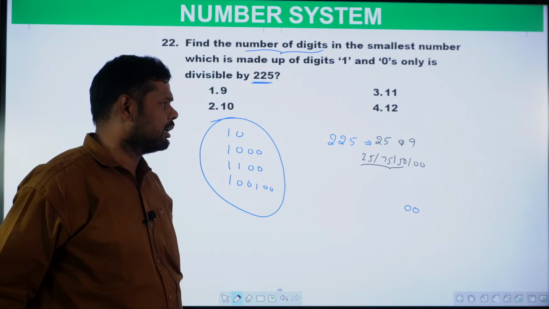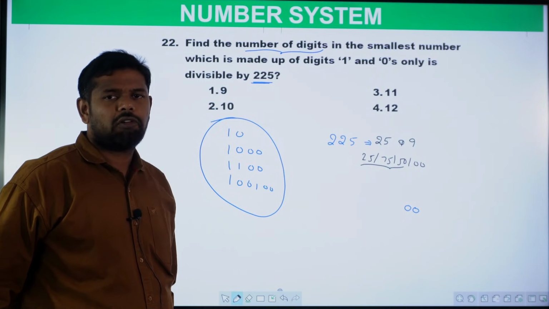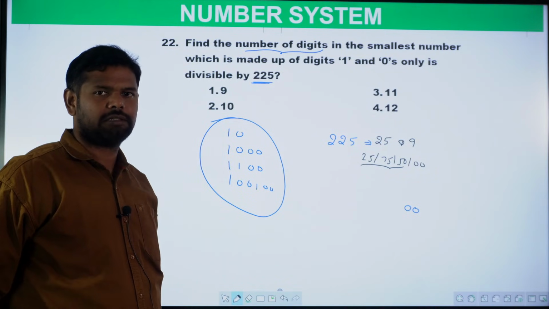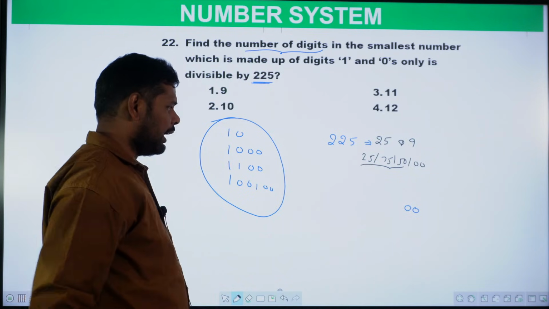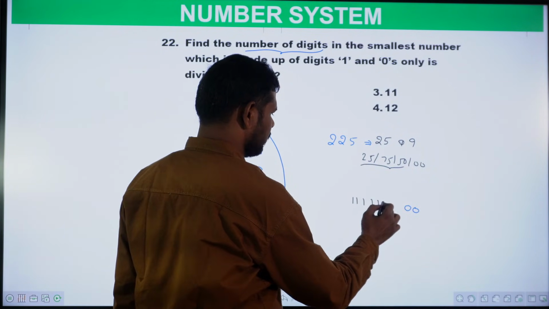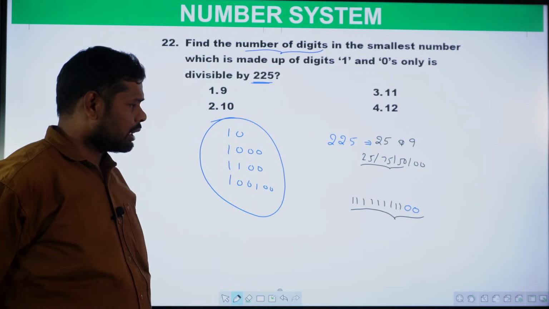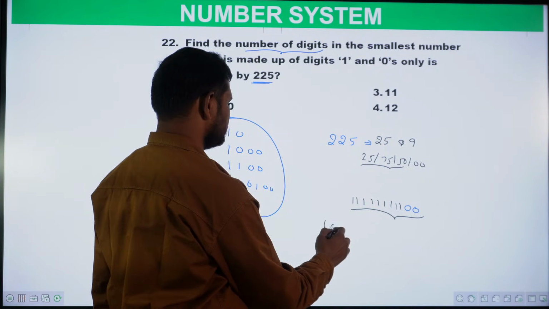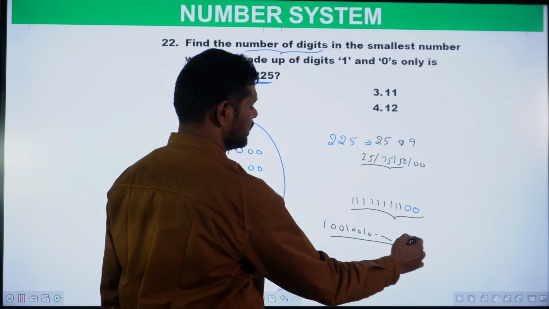Remaining: any number divisible by 9 must have digit sum a multiple of 9, but with only ones. How many ones at least are required? At least 9 ones are required. Clear or not? At least 9 ones are required, then only it is a multiple of 9. So I write here 111,111,111. This is the case number. Not only this one, if I write 100,100,100 up to 9 ones and the last two zeros, that is also divisible.